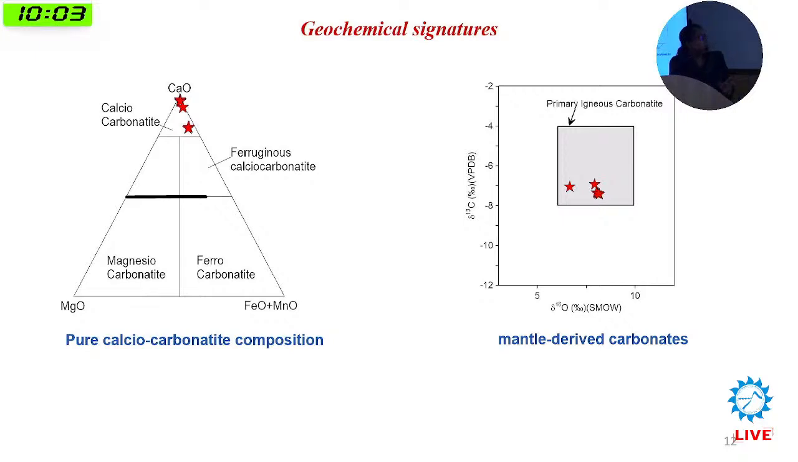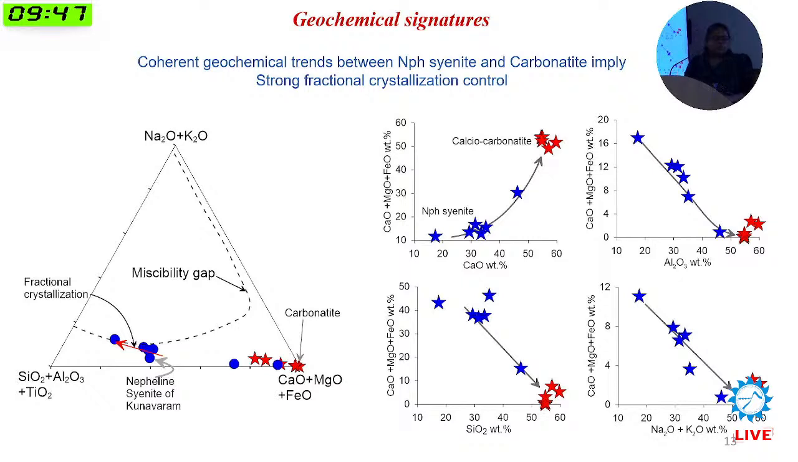Geochemically, all these carbonatites are calciocarbonatite in composition, and they show the signature of the primary igneous type in carbon and oxygen isotope signature. In the geochemical variation diagram, the pseudo-ternary diagram shows a close correlation between the carbonatite and nepheline syenite, and they show a fractionation trend. At the same time, they have a coherent correlation and show a very strong fractional crystallization trend.